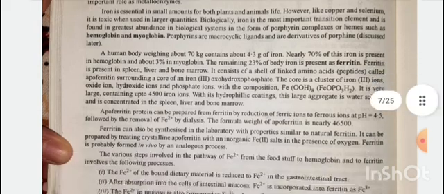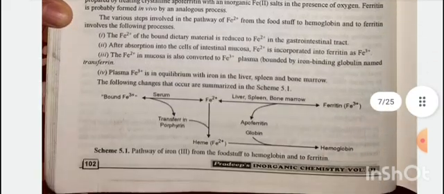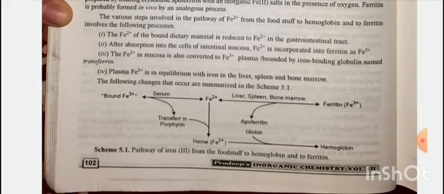It can be prepared by treating crystalline apoferritin with an inorganic Fe2+ salt in the presence of oxygen. Ferritin is probably formed in vivo by an analogous process. The various steps involved in the pathway of iron from the foodstuff to hemoglobin and to ferritin are as follows. First, the Fe3+ of the bound dietary material is reduced to Fe2+ in the gastrointestinal tract.